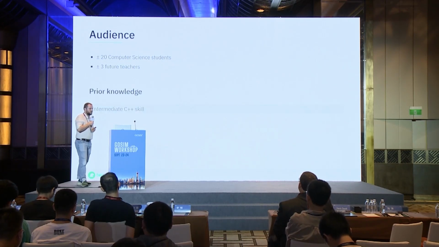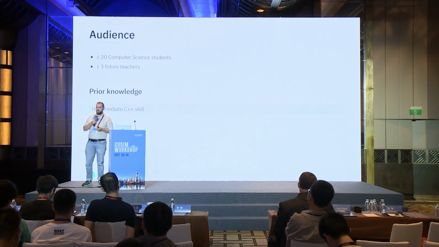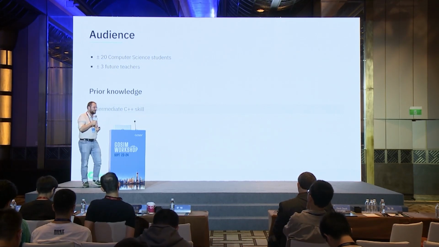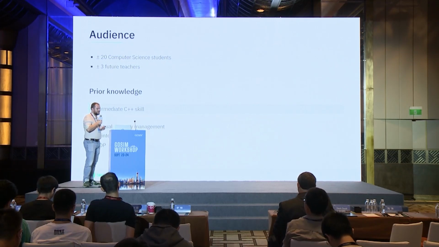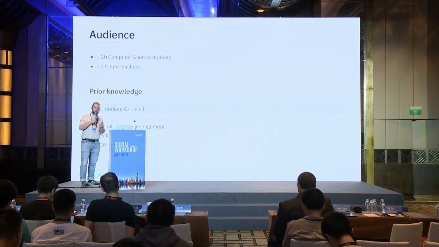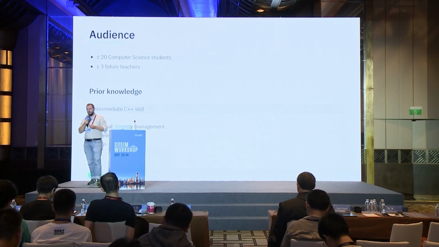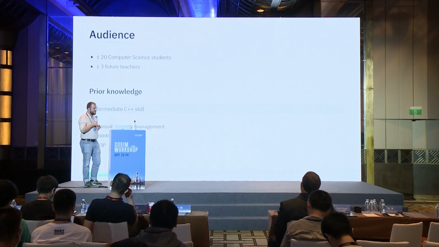And so what we knew about the audience was, well, pretty much this. They had intermediate C++ skill. So what does that mean? Well, I think we can assume that they know something about manual memory management. I think they know what pointers are, right? Also, they are used to doing object-oriented programming in some way. So we have to unlearn some things.